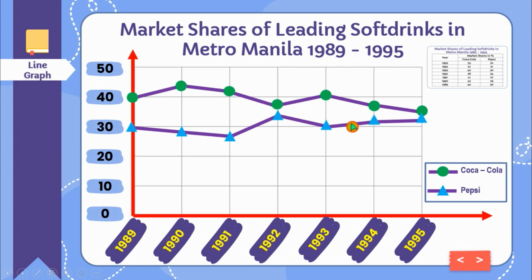So kapag trend yung pinag-uusapan, it shows over a period of time, then we use the line graph. Okay, so now clearly you can see here that yung Coca-Cola natin has the highest market share during the 1990s and it has its lowest during the 1995. While kung titignan naman natin yung Pepsi, Pepsi has its highest market share during the 1992 kasi nandito yung pinakamataas, and it has its lowest during the 1991.